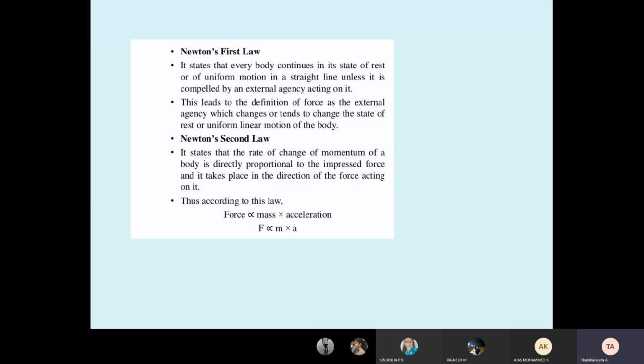External agency means force. See, the table is resting. The body is continuously at rest. Suppose you put an elephant on the table. What will happen? The table will break, no? The elephant means force. That is the external agency. The external agency will change or tend to change the state of the body.